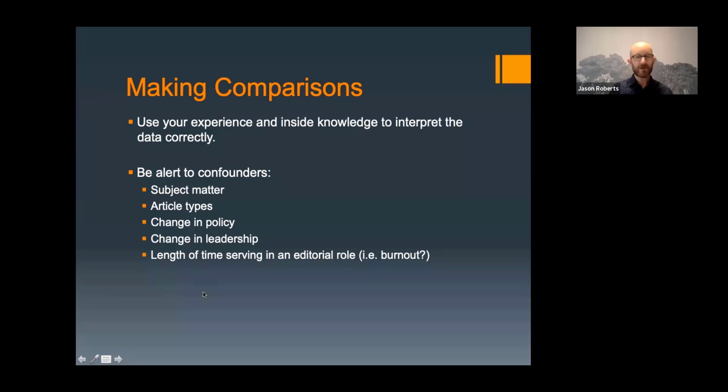So use your experience and inside knowledge to interpret the data correctly, but be alert to confounders, such as I just gave the example of the subject matter, maybe article types. Perhaps you have an editor that's in charge of review articles. Well, if they're reviewing huge meta-analyses, that might take a lot of extra effort compared to someone who's in charge of just reviewing case reports, 1,000-word case reports.